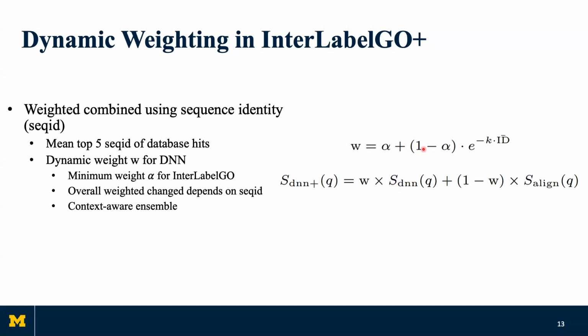And we introduced two parameters here, alpha and k. Alpha represents the minimal weight assigned to the deep learning component, and k is a factor determining how rapidly the weight shifts from the alignment-based method to the deep learning-based method as sequence identity decreases. The idea is that if the sequence identity is very high, we are more confident about the alignment-based component. Here, alpha and k are also tuned on our validation data set.